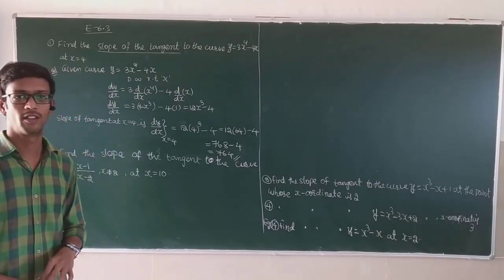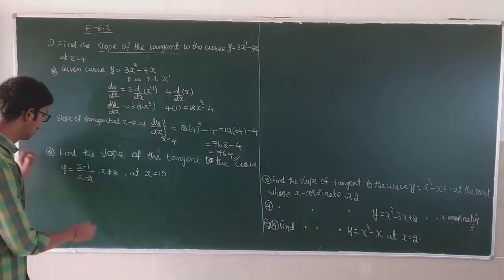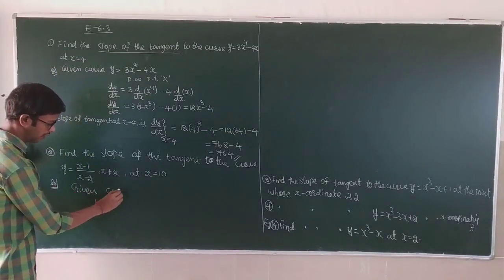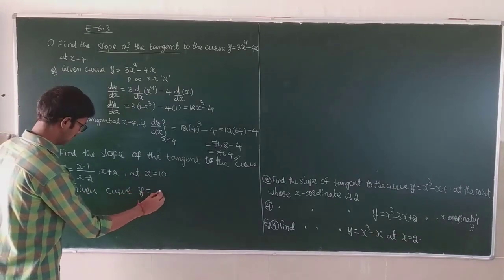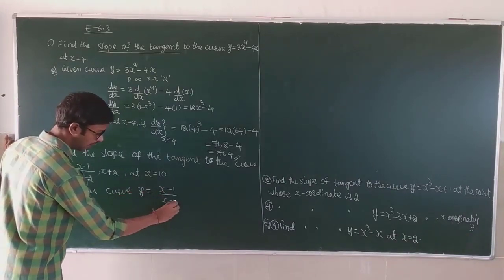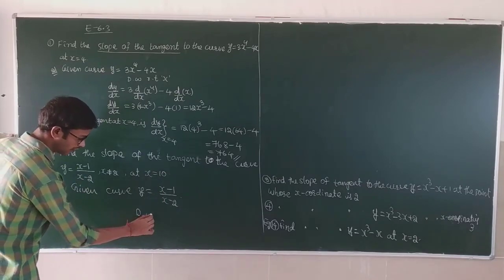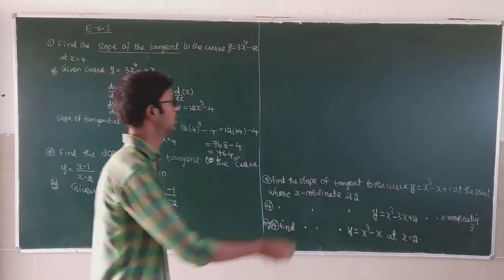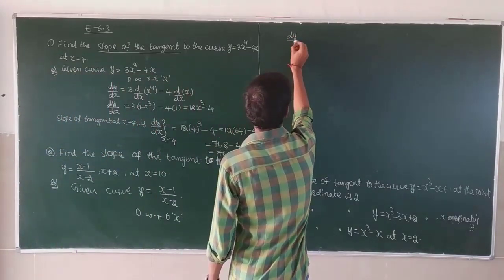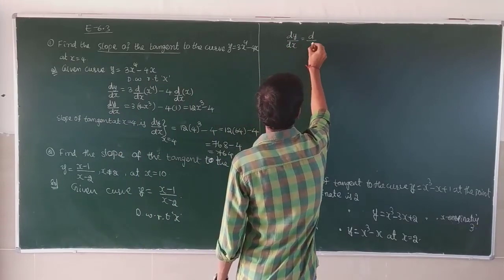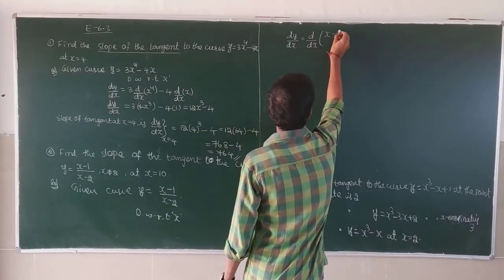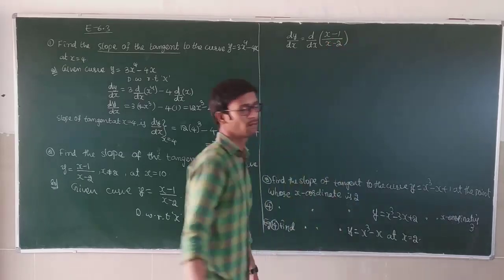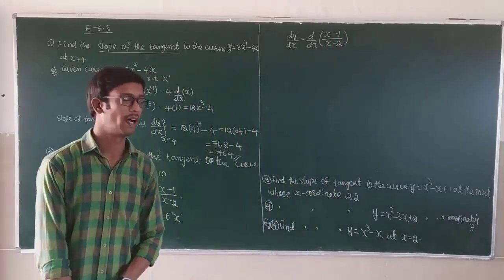One more problem we will see. Next we will get more clarity. First of all, the given curve y is equal to (x minus 1) by (x minus 2). Differentiate with respect to x. dy by dx is equal to d by dx of (x minus 1) by (x minus 2).